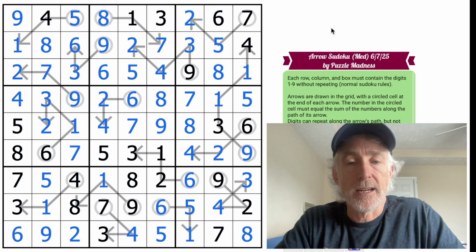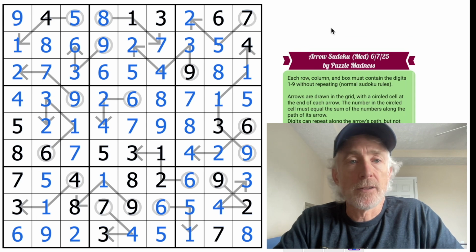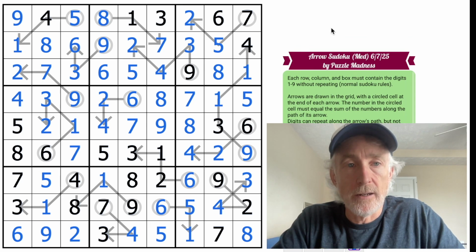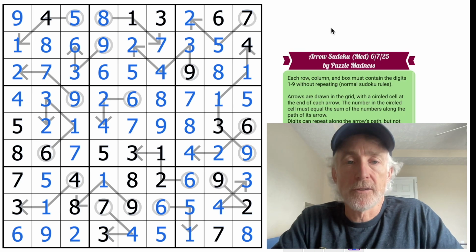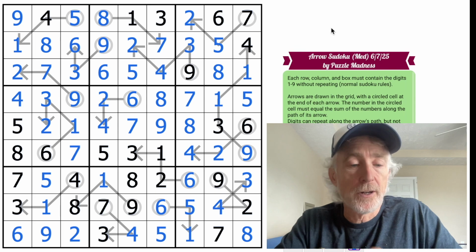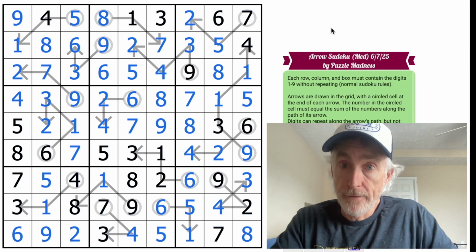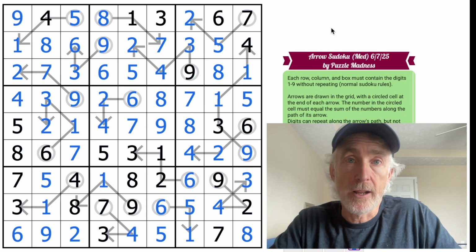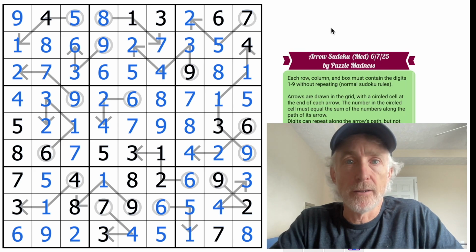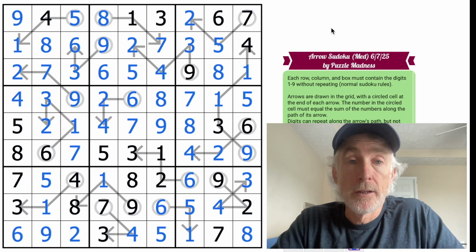This is from a site called Puzzle Madness, and they have daily puzzles of all the different Sudoku variants, including arrow Sudoku, and each day there's a different difficulty level you can choose from. You can do easy, medium, hard. I think they also have tough, which is the next level above hard, and one that they call mixed. I'm not even sure what mixed is. I don't ever do that one, but that's where I got this puzzle, and this is from June 7th.